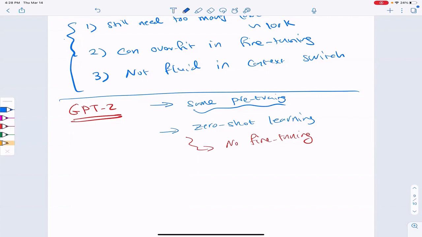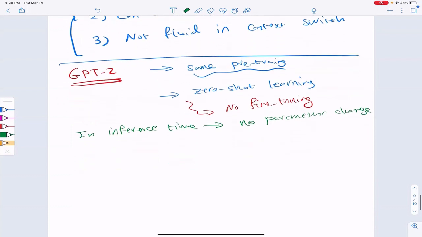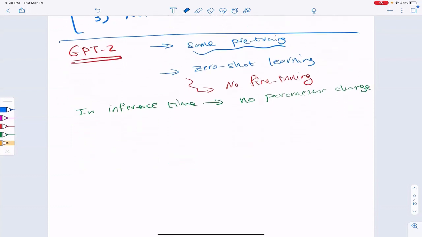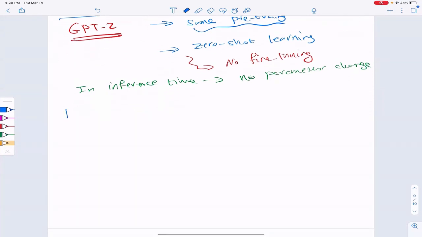So at inference time, we have no parameter change. Fantastic. And they use a prompt in order to pass an instruction to the model to say what the output should look like for this particular input. Pass instruction to the model using the input prompt. This is very similar to the task prefix that was used in T5, in fact.